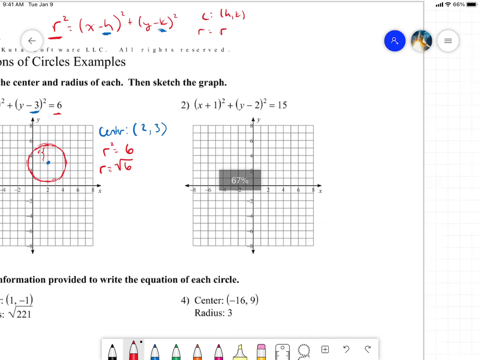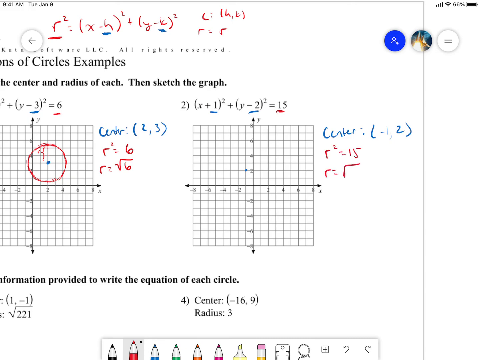Let's try number 2. Who can tell me what the center of this circle is? Ben. Negative 1, 2. (-1, +2), exactly. Here's h, here's k: (-1, +2). Now remember that this is equal to r squared, so r squared is equal to 15.